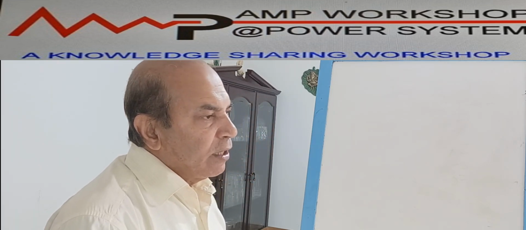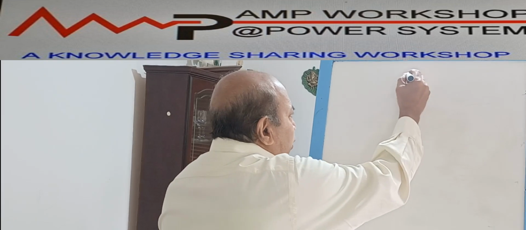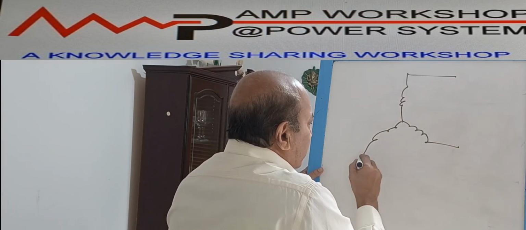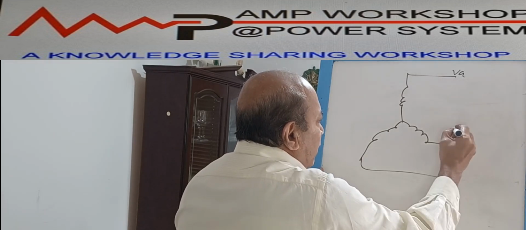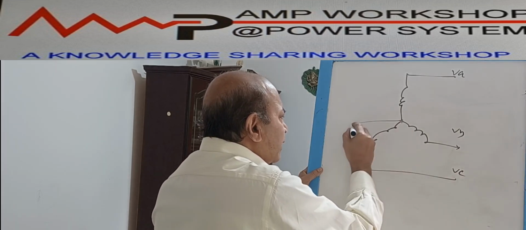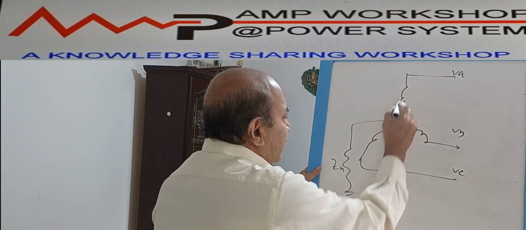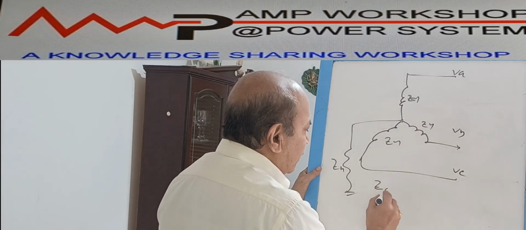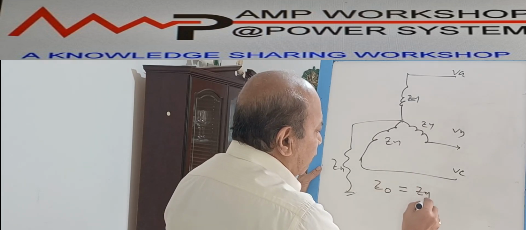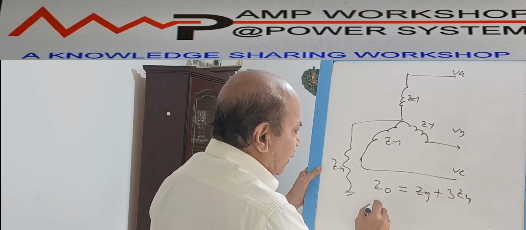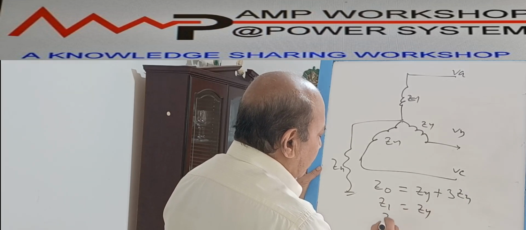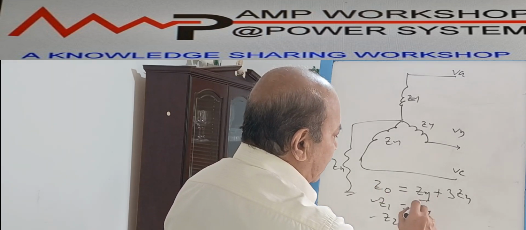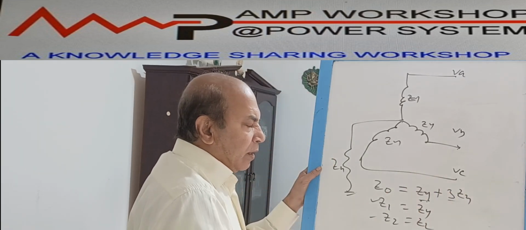So let's first draw how we develop the network for the star connected non-rotating equipment. This was the network for us, with VA, VB, and VC, and the star was connected by a ZN. We said this is ZY, this is ZY, and this is ZY. We have seen the sequence impedances: Z0, the zero sequence impedance, is ZY plus 3ZN. The positive sequence was ZY, and Z2 is also ZY. The positive and negative sequence were equal. The zero sequence impedance was the phase impedance plus 3 times ZN. We have seen this relation.